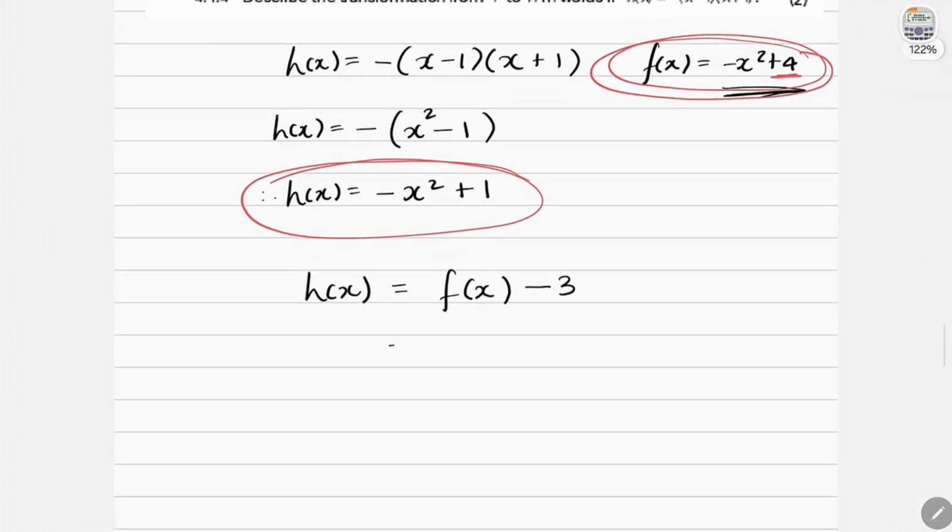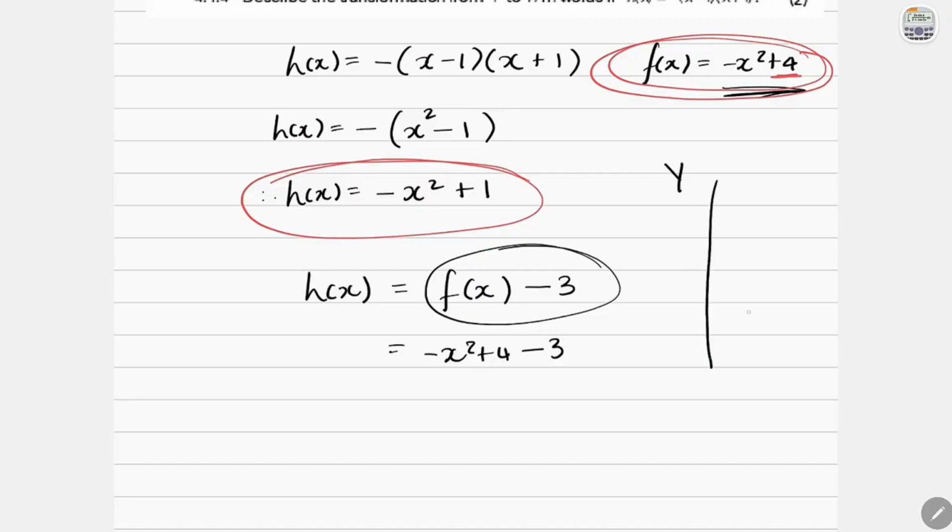Okay, so that's exactly what they did. They took f of x as negative x squared plus 4 and they said minus 3. So you have to just think about what this would mean. f of x stands for the y values of a graph. The y values lie on the y-axis. If you take all the y values and you say minus 3, what's going to happen to them?